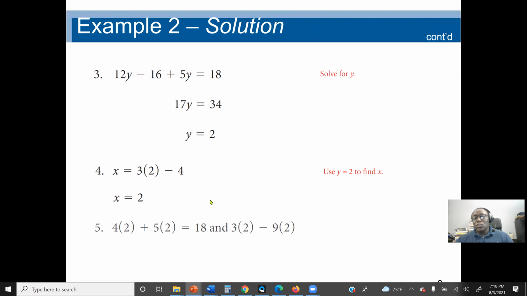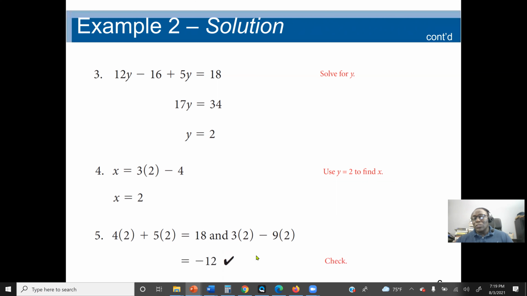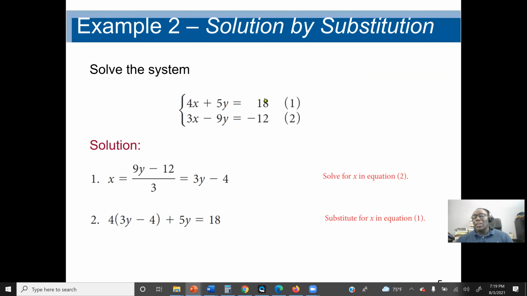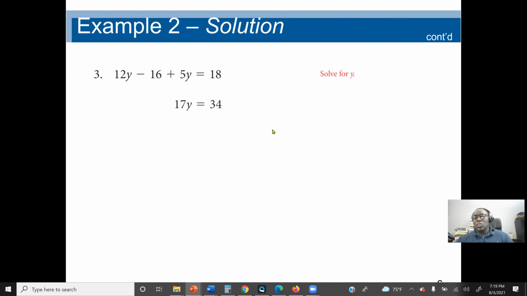Now we can go back and substitute x and y with 2. When we substitute into the first equation, we get 4 times 2 plus 5 times 2, which gives us 18, because 8 plus 10 is 18. The second equation is also the same: 3 times 2 minus 9 times 2 will give us minus 12. When we look at the equations, both results are minus 12 and 18. So again, this is how we solve by the substitution method.